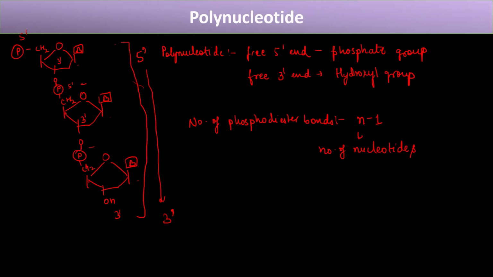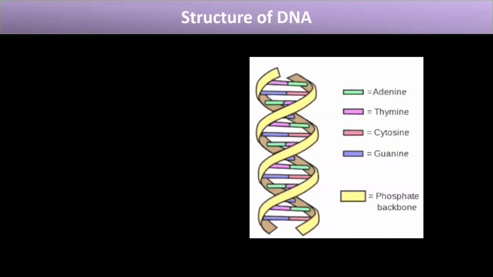Okay. So this is the structure of polynucleotide. And with this, we also understood what the directionality is, or what the 5 prime end and 3 prime end are. And why do we call it 5 prime end and 3 prime end? Now, with this information in the background, let's study the structure of DNA.